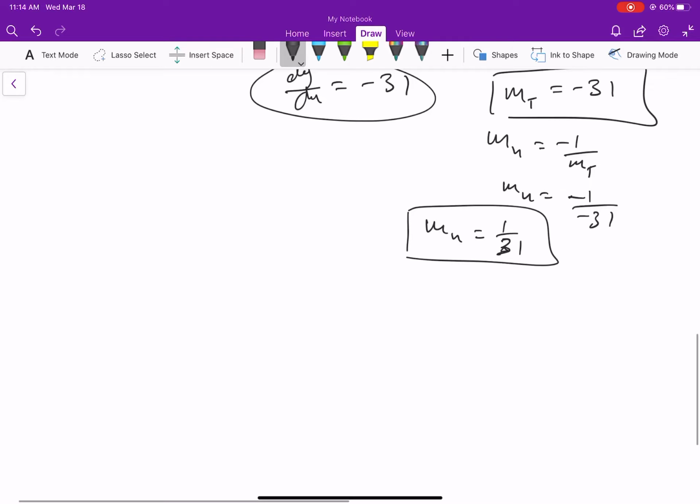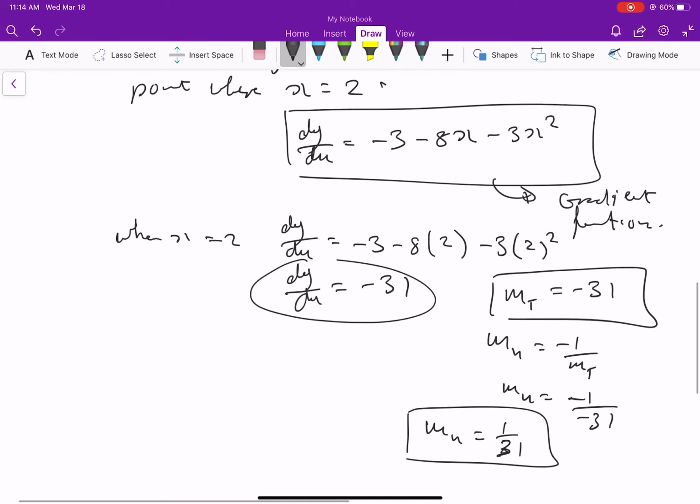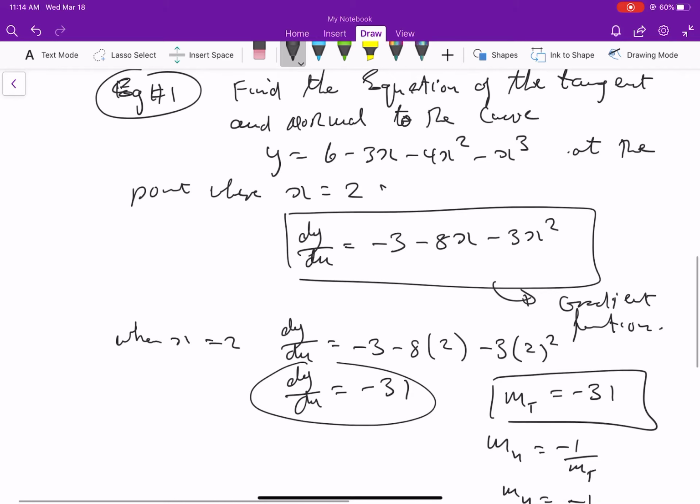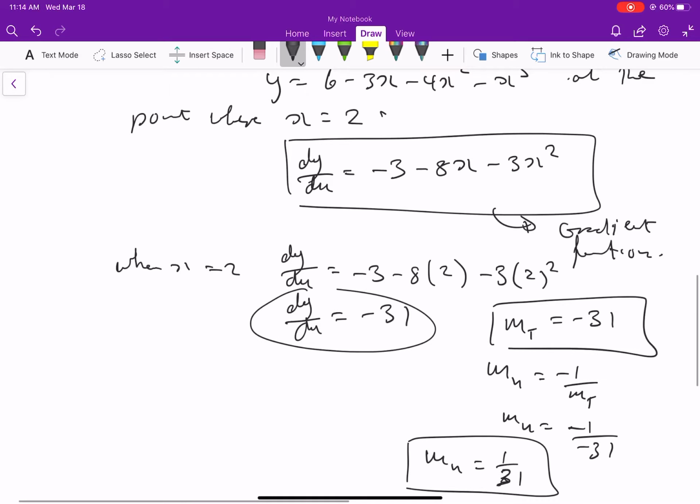I need both coordinates of the point that I'm working with. Here, if you notice, I only have the x coordinate of the point, but that should not be a problem, because if I plug that x coordinate back into the original equation, I will get the corresponding y coordinate. So let's try that right now. Squeeze out a little space here.